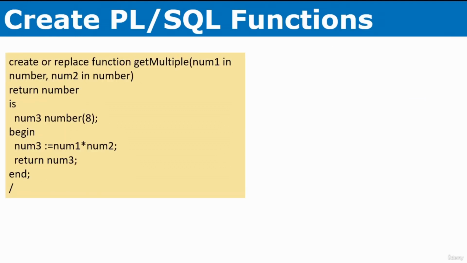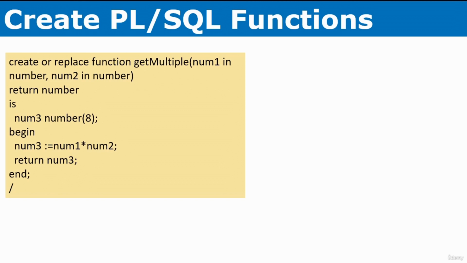This is the syntax for the second function I'm going to create. The name of the function is called getMultiple, and the function has multiple parameters. The parameters are called num1, and it has a data type of number, and we also have a parameter of num2 with a data type of number. We also have a return statement which is going to return a number.